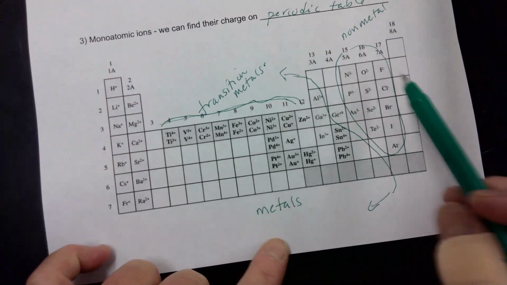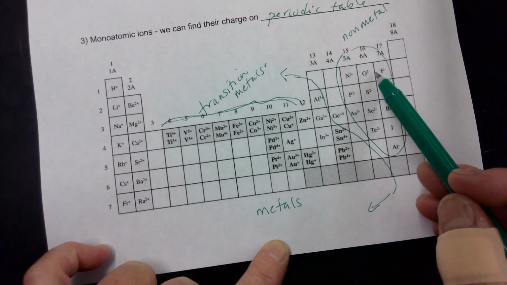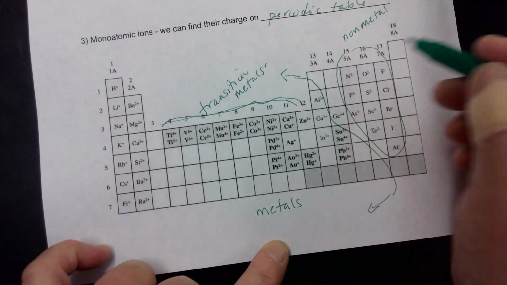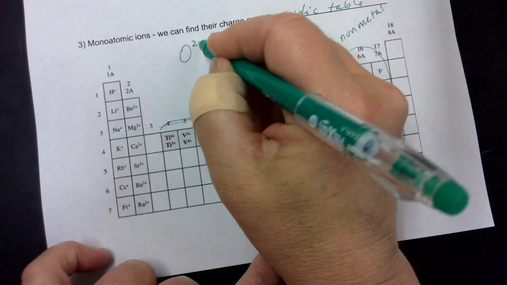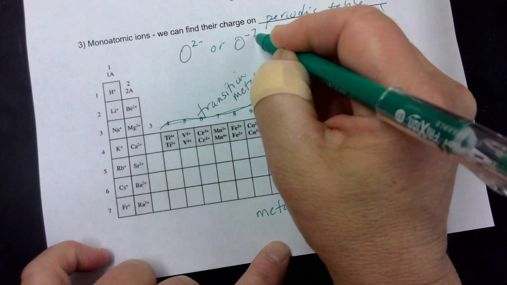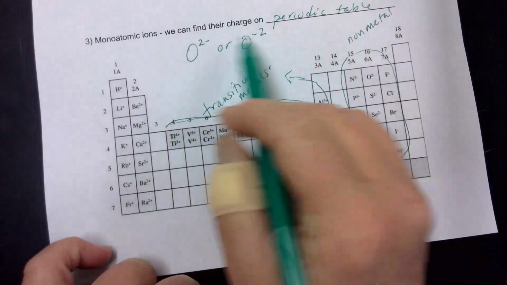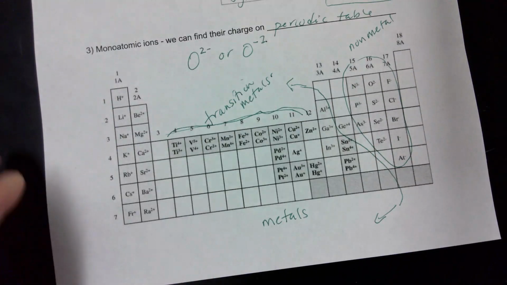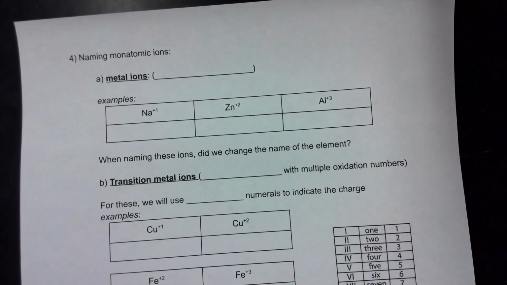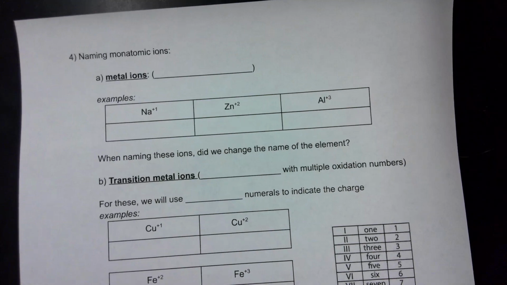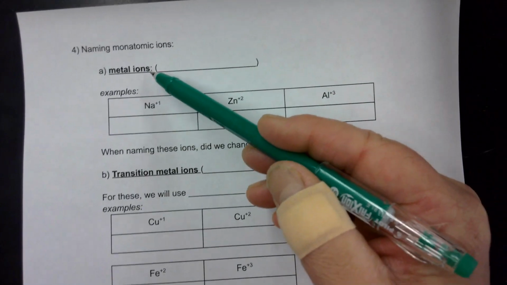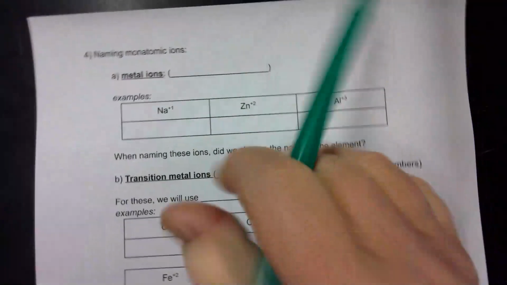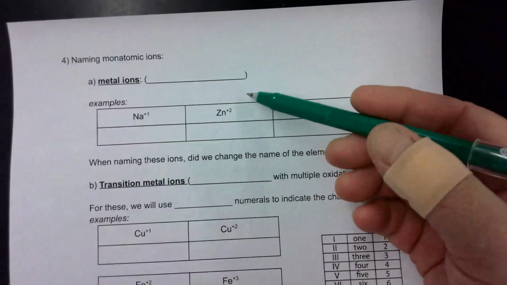Now, you might notice that the charges here are listed with the number first, followed by the sign. So, for example, you could say oxide 2- or oxide -2. Either way that you want to represent that charge is fine for this class. All right, so let's talk about naming these ions. When we are naming monatomic ions, let's talk about these three types of ions. We're going to talk about metal ions, transition metal ions, and non-metal ions, because there are little things to notice about each one.